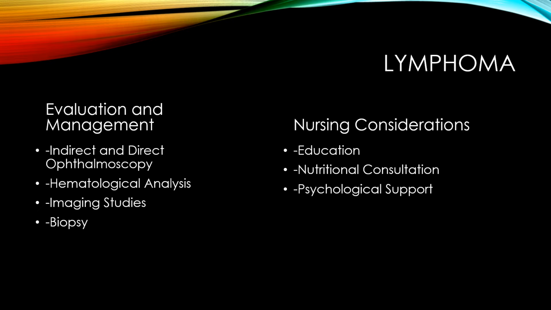The evaluation and management of lymphoma. Diagnosis begins with direct and indirect ophthalmoscopy, hematological analysis, imaging studies, and biopsies. Treatment is really directed at the underlying disease and often consists of some combination of chemotherapy and radiation therapy. Patients may require a paracentesis where aqueous humor or vitreous humor is withdrawn from the eye and sent off for analysis in the laboratory.